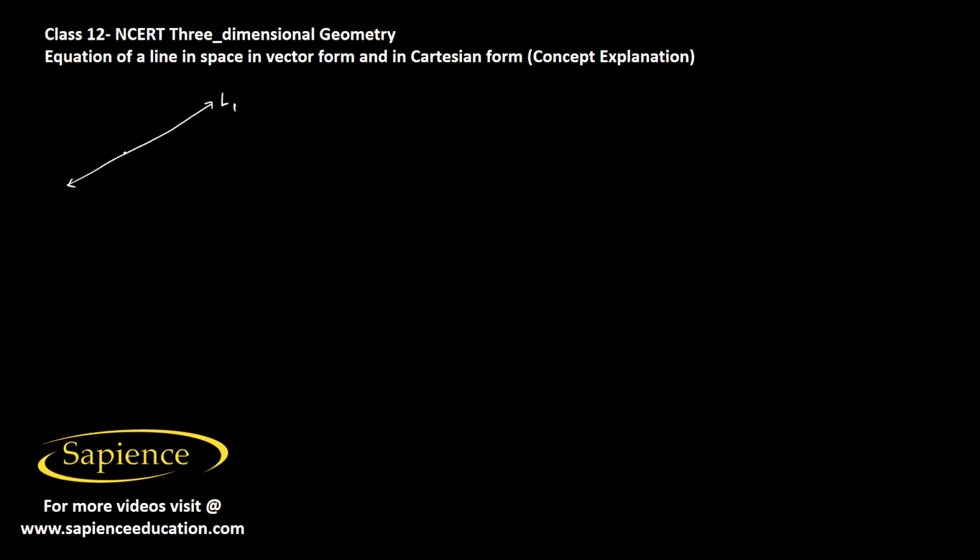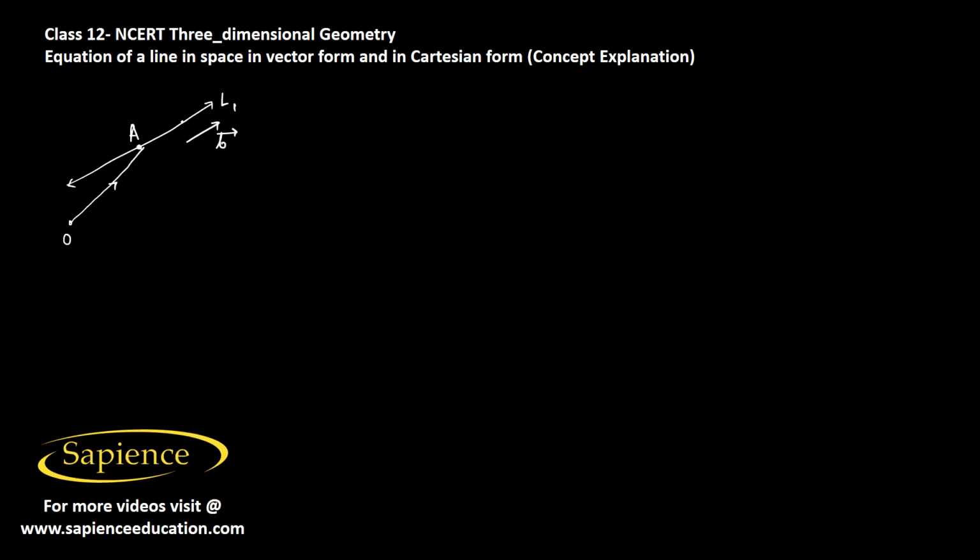And let's say one point on this line is given, which is the point A. And it is also told that the line is parallel to some vector B. And here is suppose the origin. Then this will be the OA vector.